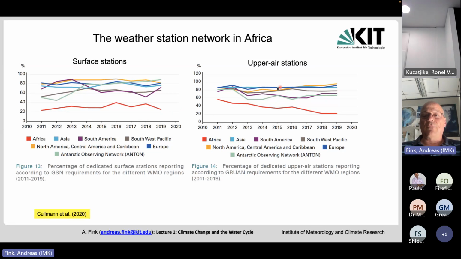Same problem with upper air stations, so weather balloons that we meteorologists need, that weather forecasting needs, that climate research needs. Unfortunately, it's even degrading here in terms of upper air stations.